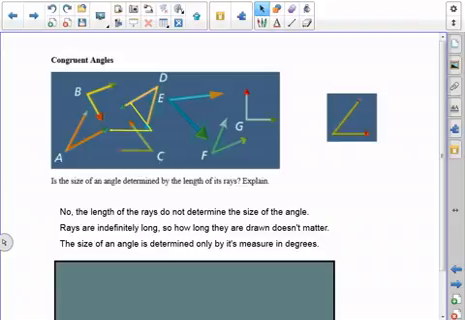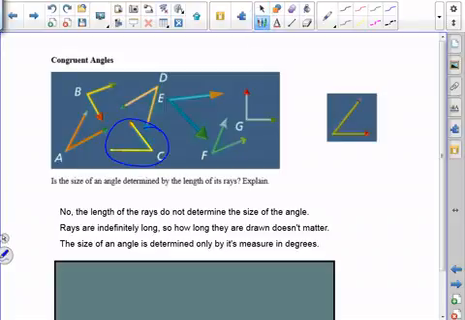So here I actually wrote 3 sentences to answer the question. Looking at these 2 angles, angle C and the one on the right, even though their measurement is the same and their rays are different lengths, that tells me that just because of the way they're drawn doesn't mean they're different angles. It is the measurement of the angle itself, and in this case they're the same, so I would say these 2 angles, yes, they are congruent to each other.